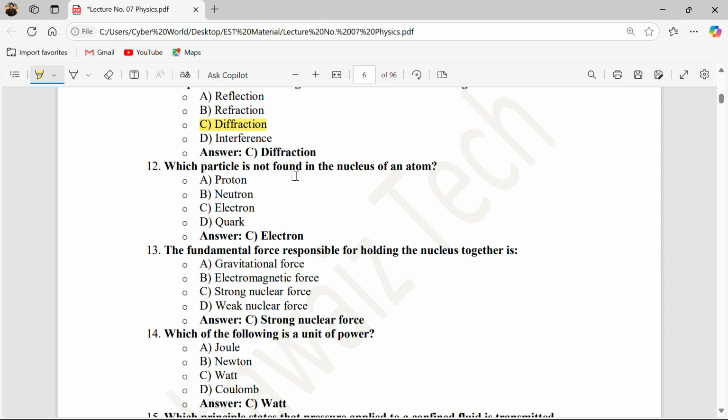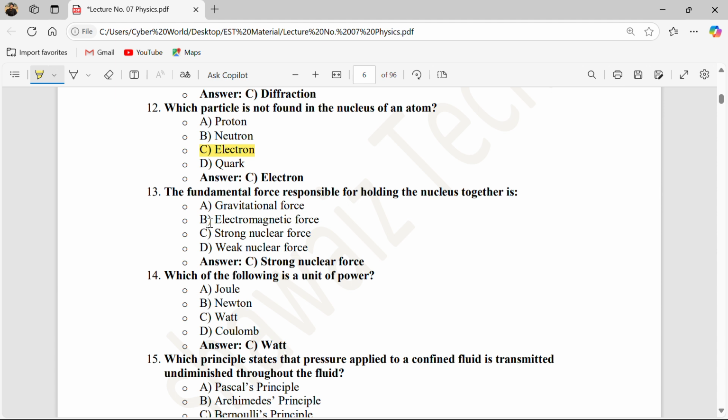Which particle is not found in the nucleus of an atom? Yes, we know electron is not inside the nucleus of an atom. It's in the outermost shell, while proton and neutron are inside the nucleus, and inside proton and neutron there are quarks. The fundamental force responsible for holding the nucleus together is, yes, strong nuclear force.